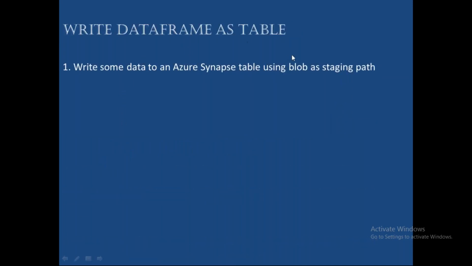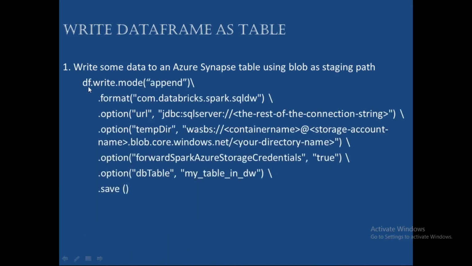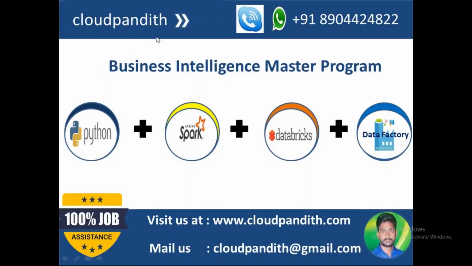Finally, I want to write the data frame as a table. How to write a data frame as a table is simple. df.write.mode. Mode is important: whether you want to write in append mode or overwrite mode, you need to type. Format, same format, URL, temp directory, forward Spark Azure storage credentials true. Then you need to say dbtable, the table into which you want to write this data. Once you know how to read, how to write the data is very simple. These are the slides I have.